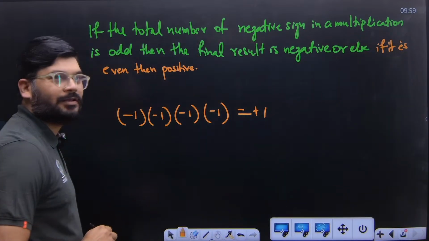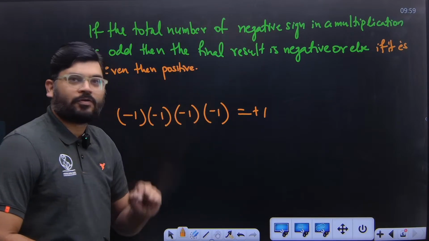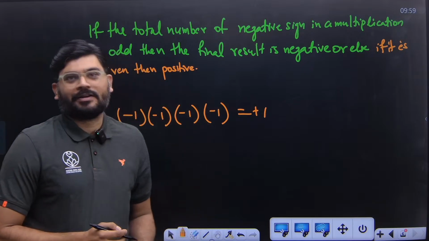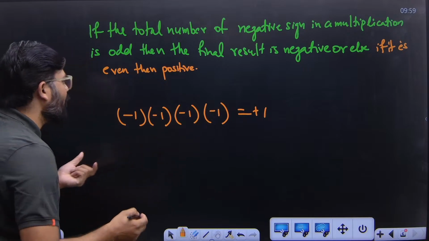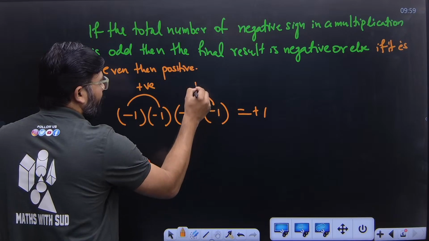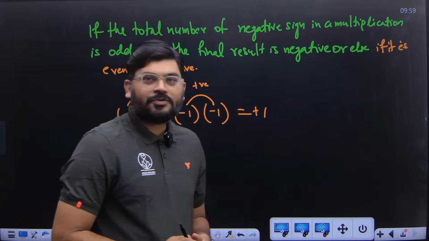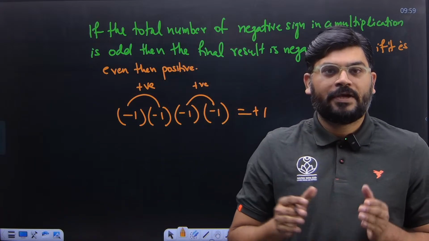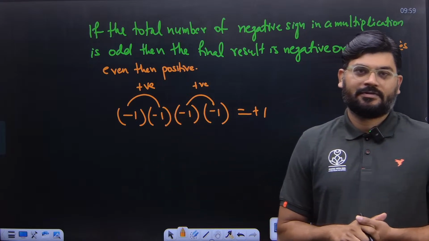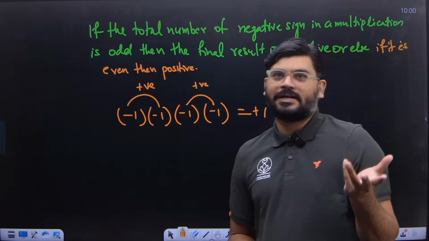It's simple. I told you, if the total number of negative signs, how many negative signs? 1, 2, 3, 4. So if there are 4 negative signs, that means it is an even number, and you can form pairs. So what is negative of negative? Positive. So positive into positive will be positive only. So if you can form pairs of negative signs, then the final result will be a positive number. If you can't form the pair, then the final result will be a negative number. It's as simple as that.